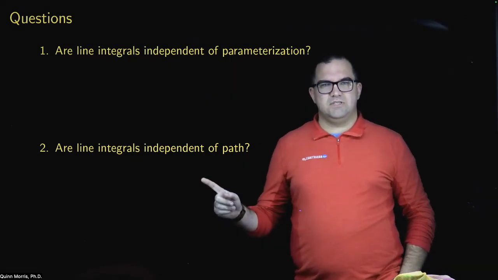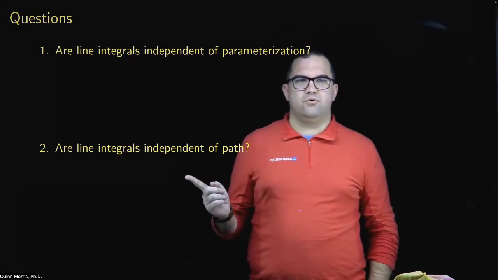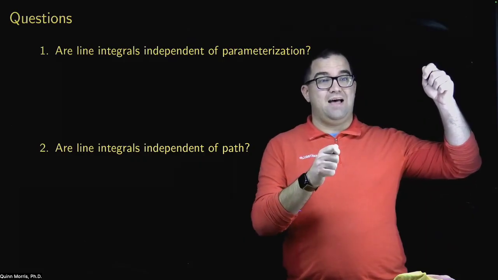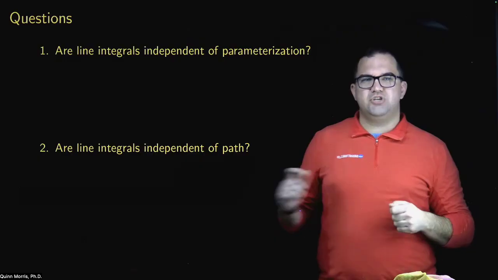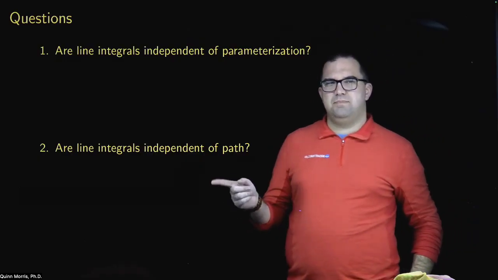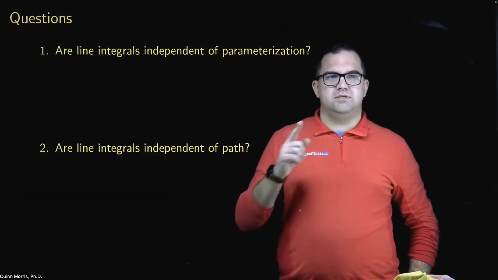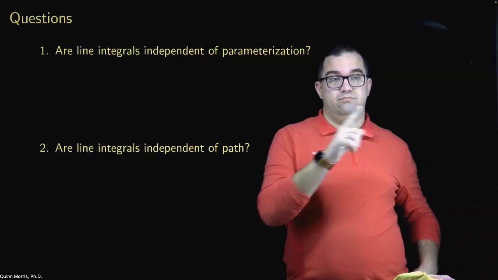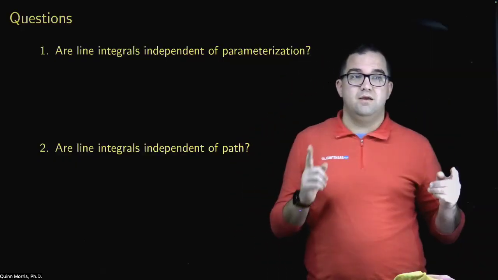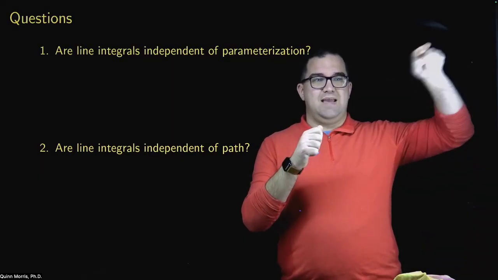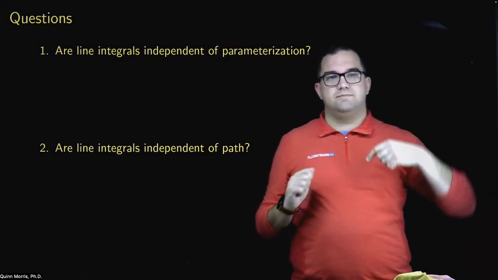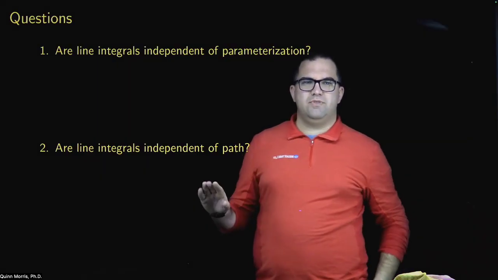Now, the second question is: are line integrals independent of the particular path, and maybe only dependent on the endpoints? In general, we know that the answer must be no, because alpha 1 and alpha 2, or alpha 1 and alpha 3, both start and end at the same points in the plane, but they take different paths between those points. So in general, the answer must be no.